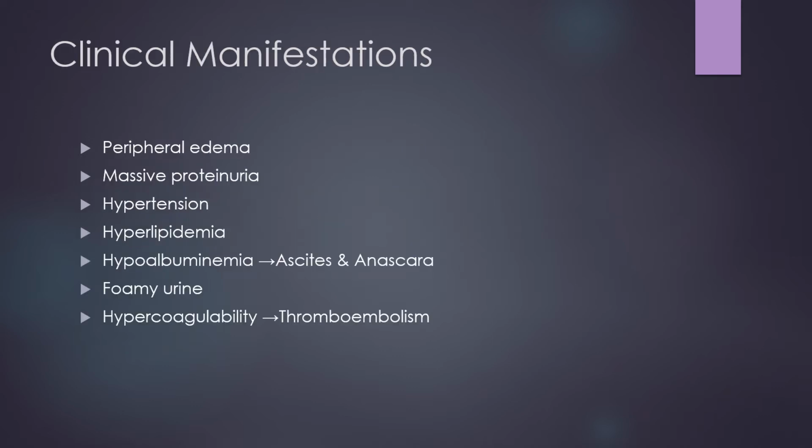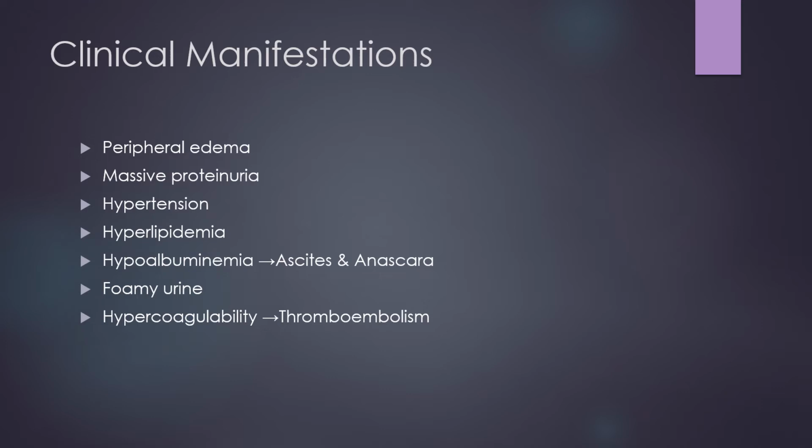So clinical manifestations of nephrotic syndrome are usually more advanced than glomerulonephritis. So we see peripheral edema for the same reasons as we saw it with glomerulonephritis, okay? And we see it more exaggerated because of the excessive loss of the proteins in the urine, and we don't have them in the vasculature.